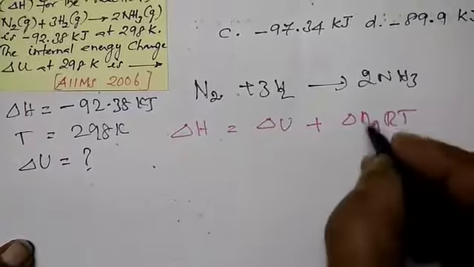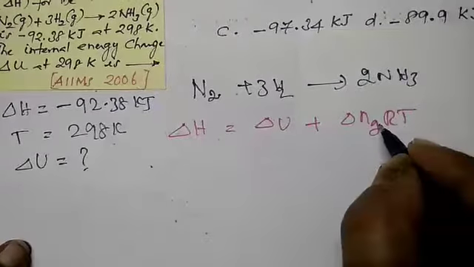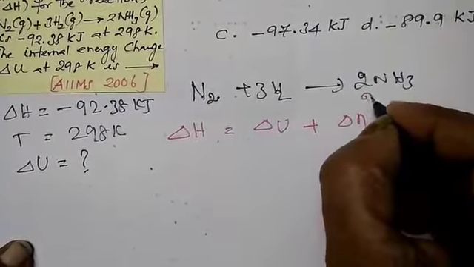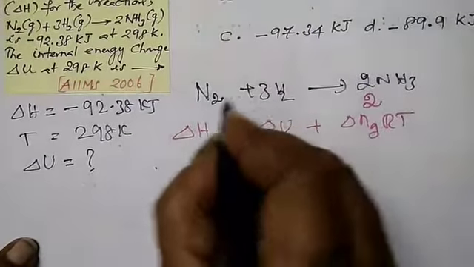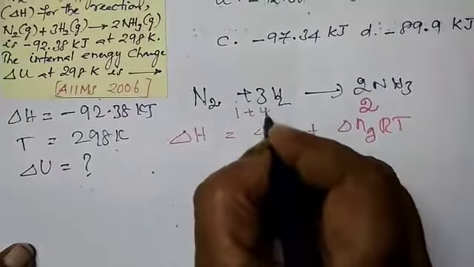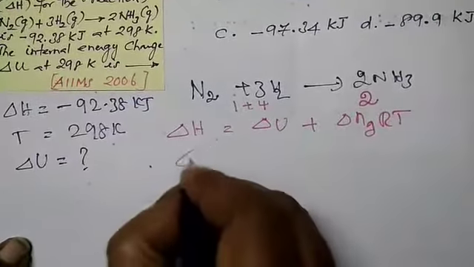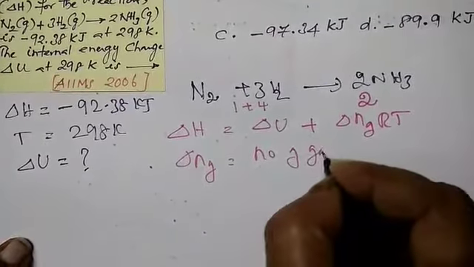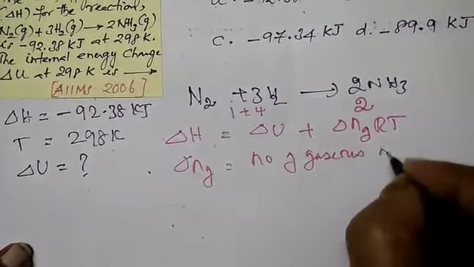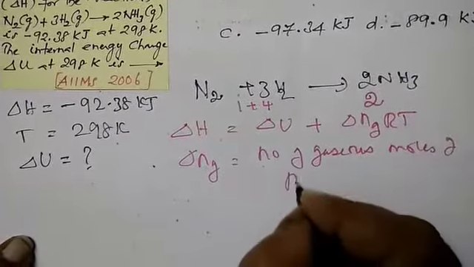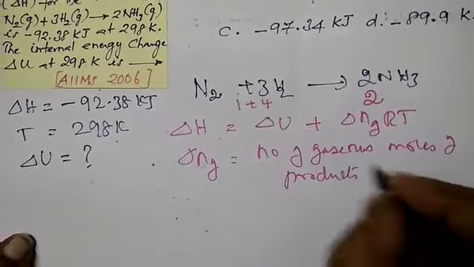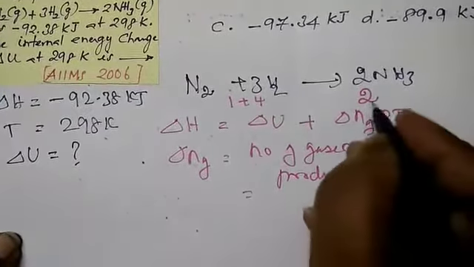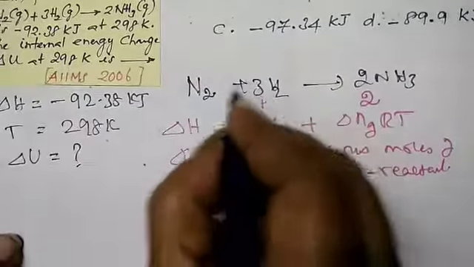Okay, now what is delta n g? Delta n g is the number of moles of gaseous species. Here the moles of product is 2. Here the moles of reactant is 4. For this sum, delta n g is equal to the number of gaseous moles of products minus reactants. Everybody should know this. So it is 2 minus 3 plus 1.